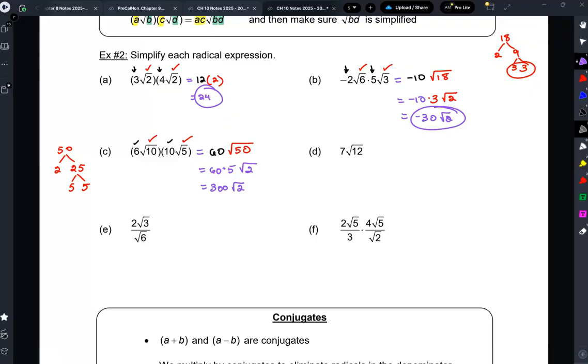7 root 12. This is just like what we did yesterday. So take a look. The 12, I can simplify. 2 times 6, 2 times 3. So here I have 7. What comes out of this blue thing? Whatever has a pair comes out. So the 2's come out. The 3 stays in. So that's 14 root 3.